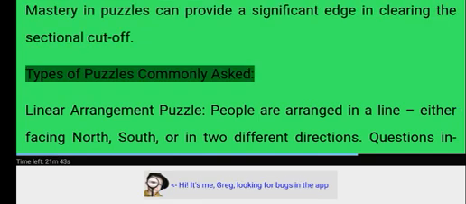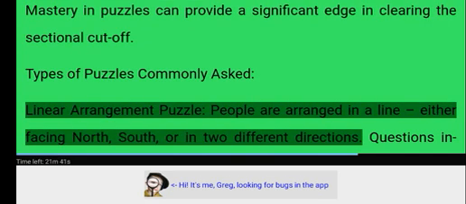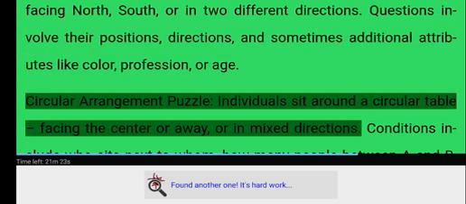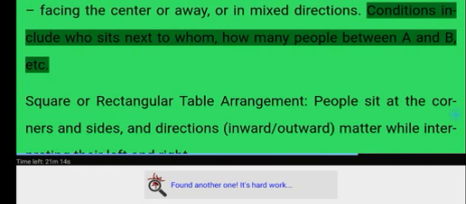Types of puzzles commonly asked. Linear arrangement puzzle. People are arranged in a line, either facing north, south, or in two different directions. Questions involve their positions, directions, and sometimes additional attributes like color, profession, or age. Circular arrangement puzzle. Individuals sit around a circular table, facing the center or away, or in mixed directions. Conditions include who sits next to whom, how many people between A and B, etc.